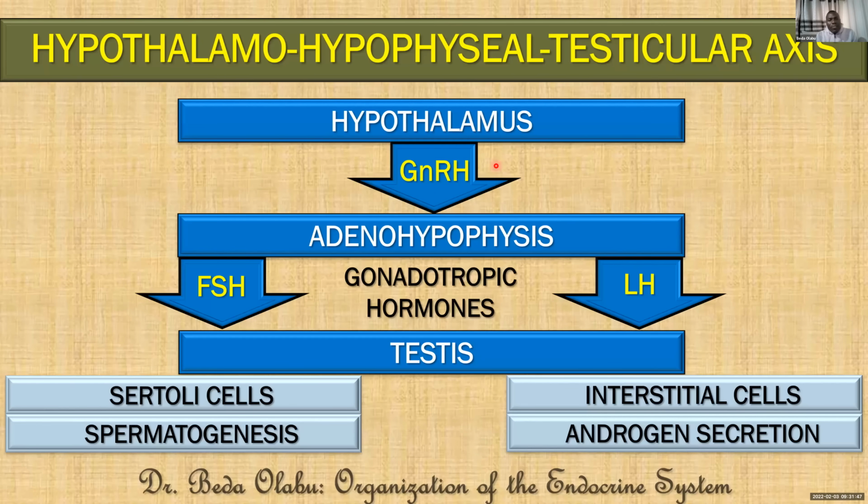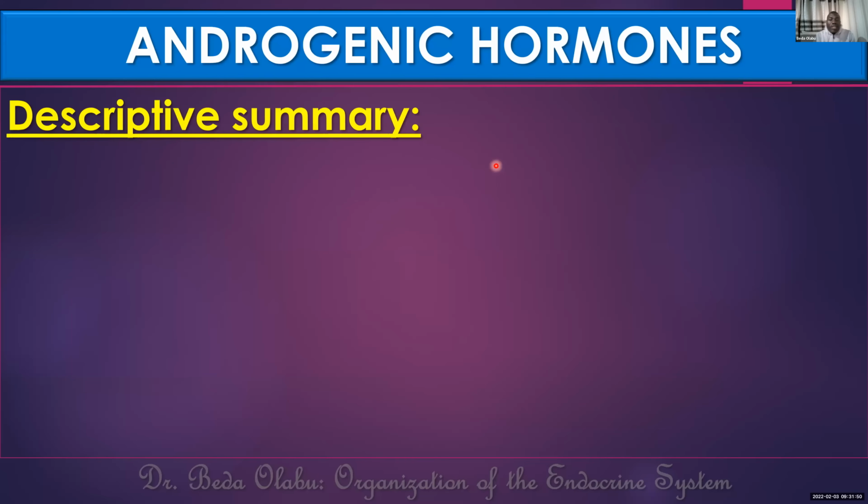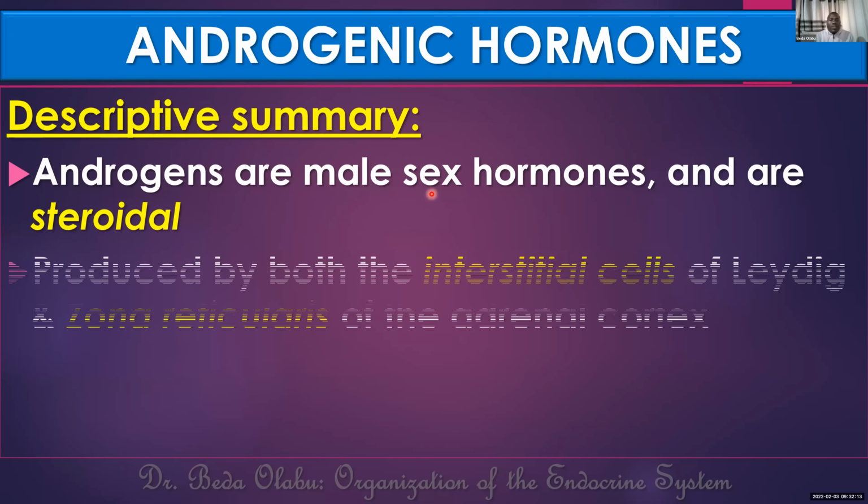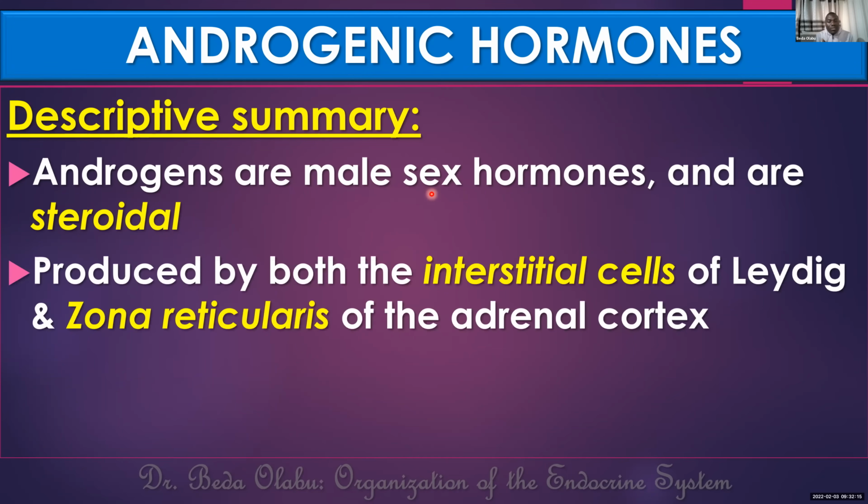Something about the androgens. Androgens are male sex hormones, and they are steroid hormones, which means we expect their receptors inside the cell as opposed to on the cell membrane, although newer information tells us that you may also have some cell membrane receptors. But largely, the receptors are intracellular. Androgens are produced both by the interstitial cells of Leydig, which are from the testis, and the zona reticularis from the adrenal cortex.